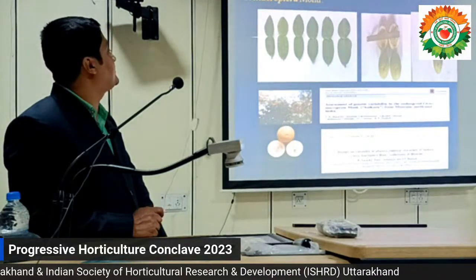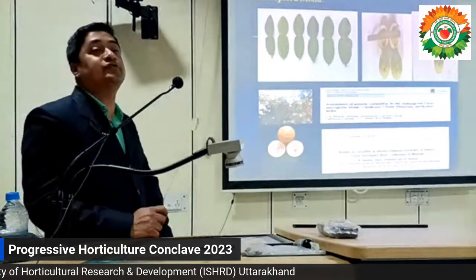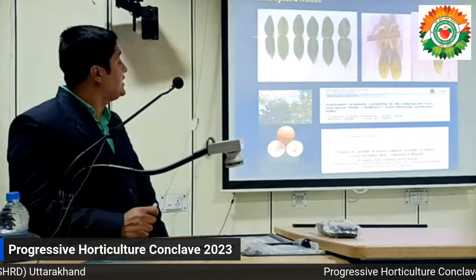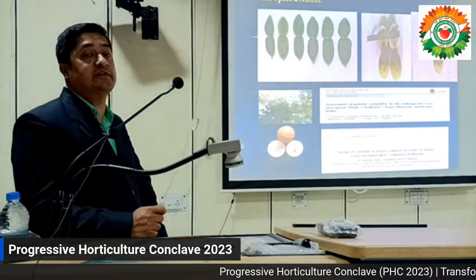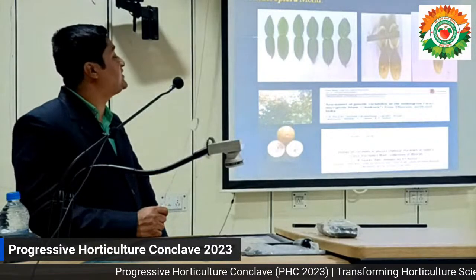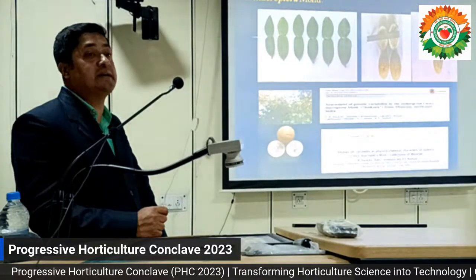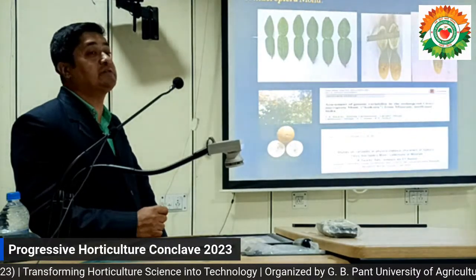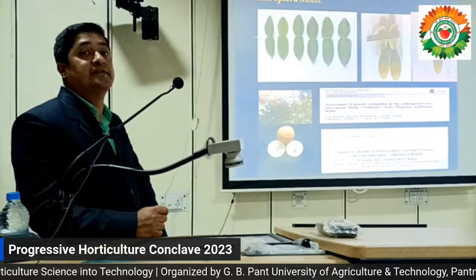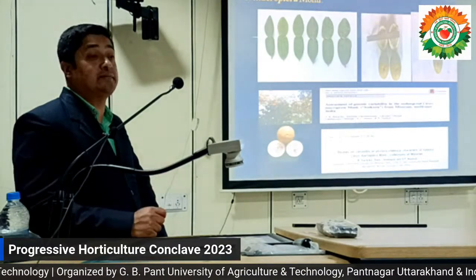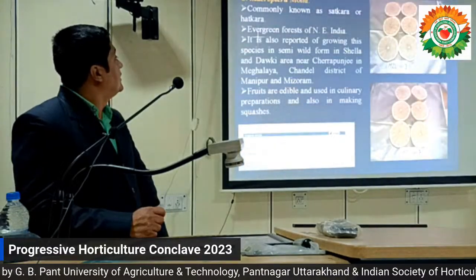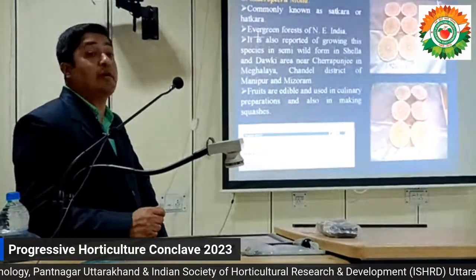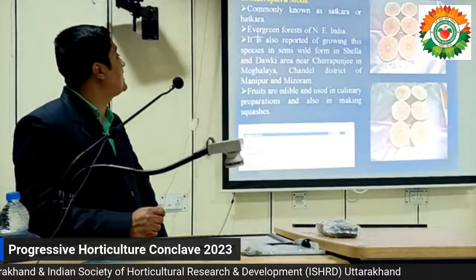Another important citrus species is Citrus macroptera, which is commonly known as Hotkara or Satkara in different states of northeastern India. In northeast India, this species is found in Meghalaya, Manipur, Nagaland, and Mizoram, not in other states. But because of its high medicinal values, people from Bangladesh and Myanmar come and collect these fruits at a very cheap rate. These fruits have been found to have very good bioactive compounds as well as a high amount of antioxidants.